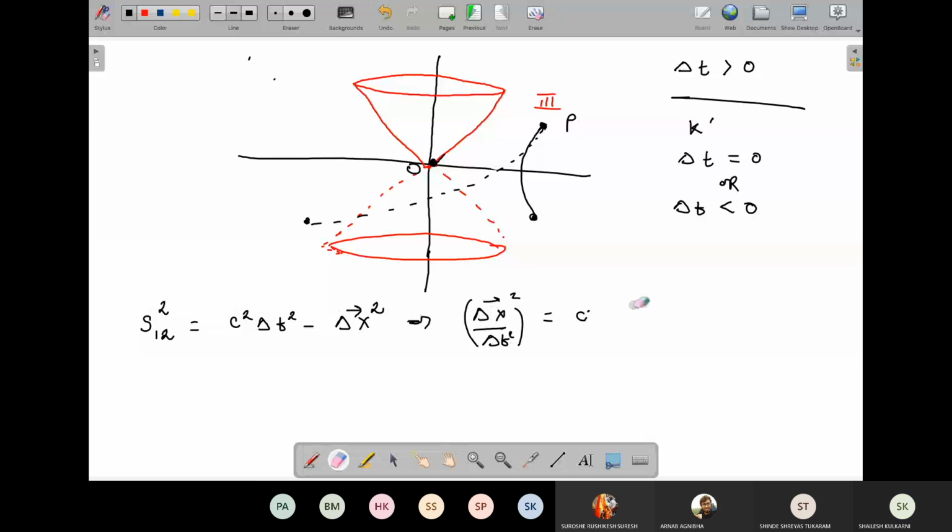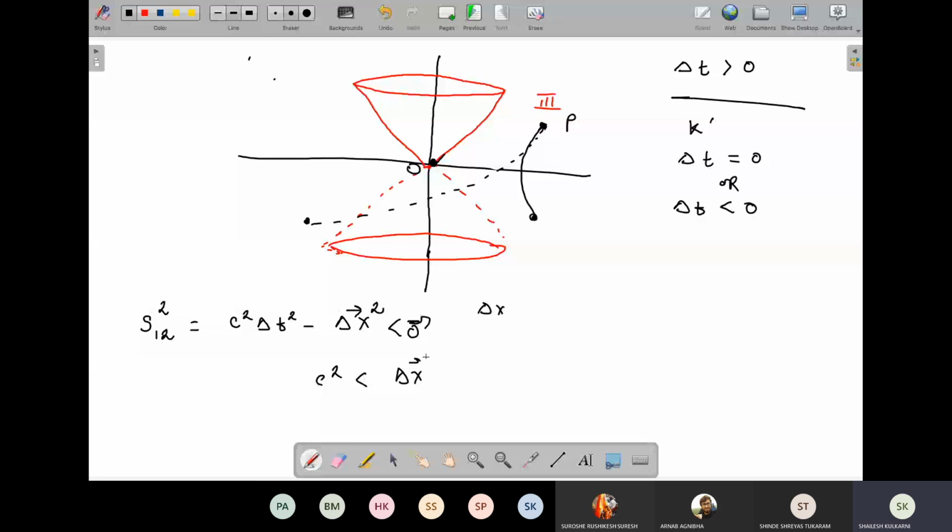Similarly, sir, if suppose delta x square is less than 0, then delta c square is less than... It does not mean that c square is less than 0. You have to say that the velocity of the particle in this region, if you consider velocity, is greater than c. It means c square is less than delta x square divided by delta t square.